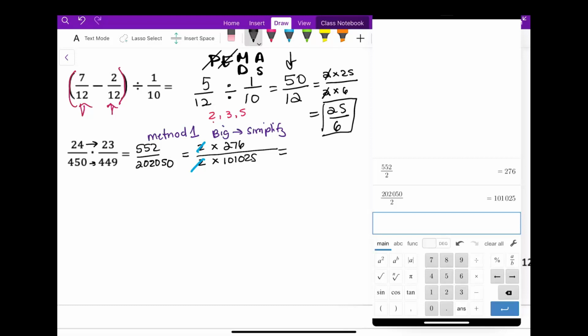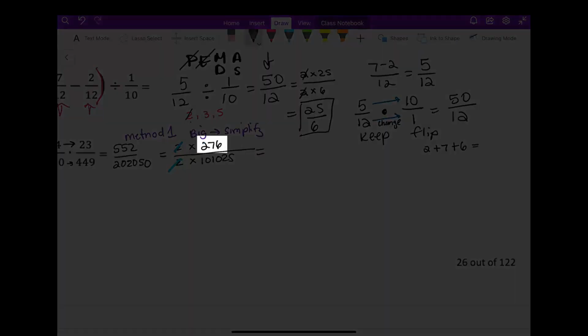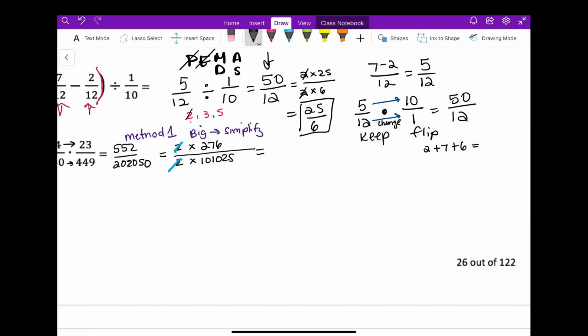How about 276? Let's check again. Let's check, is it even? Yes, it is. Is 101,025 even? No, it's not. So I can't use my 2 for now. How about 3? We take each of the digits and we add them up. 2 plus 7 plus 6 gives us 9, plus 6 is 15. Is 15, and this is a question, okay, is 15 divisible by 3? Yes. Now, 5 is not the answer.